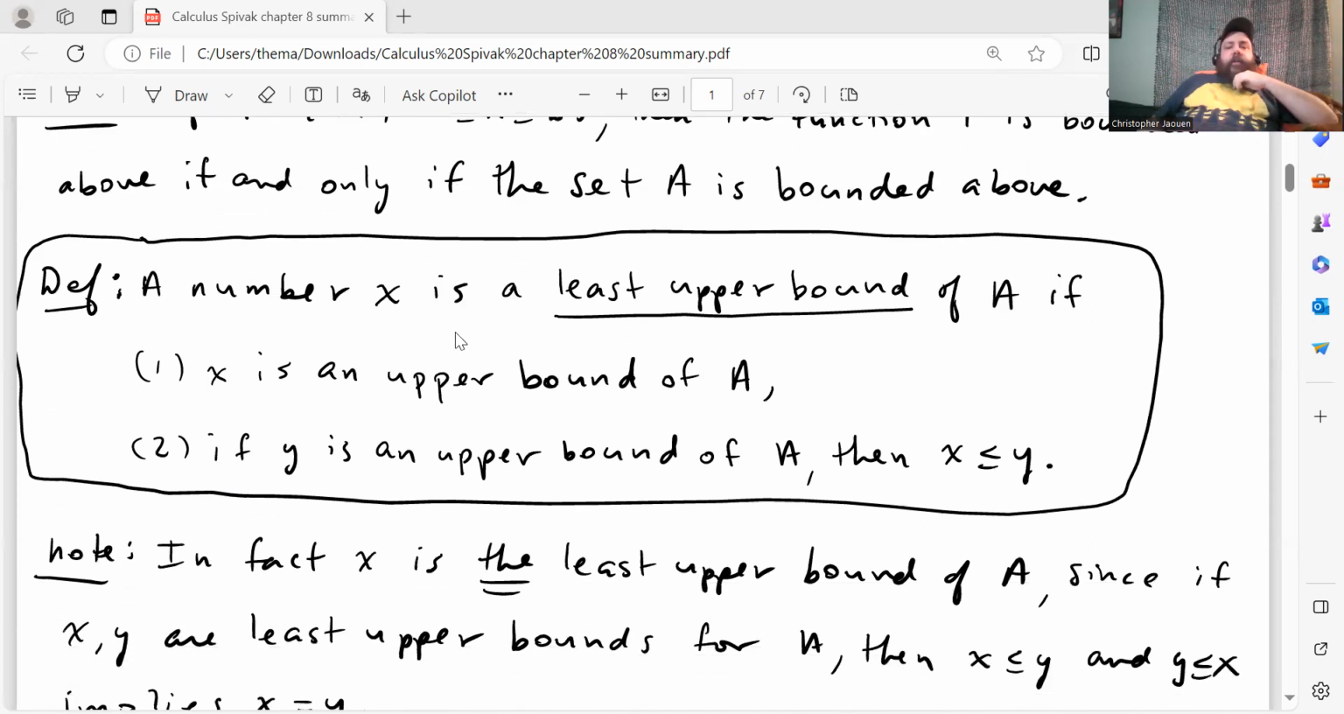Okay, here we have a definition of a least upper bound. So a number x is a least upper bound of A if there are two things: 1, x has to be an upper bound of A, and 2, if y is an upper bound for A, then x is less than or equal to y. So that's what they mean by least upper bound. It's the smallest upper bound for the set A.